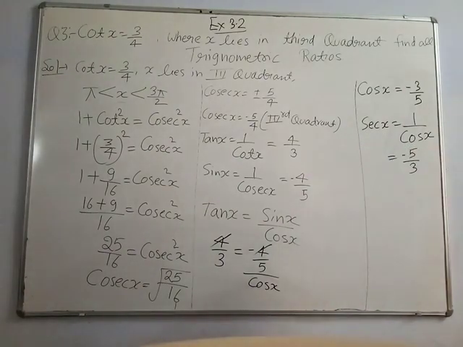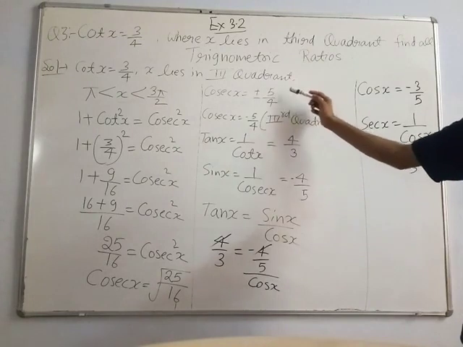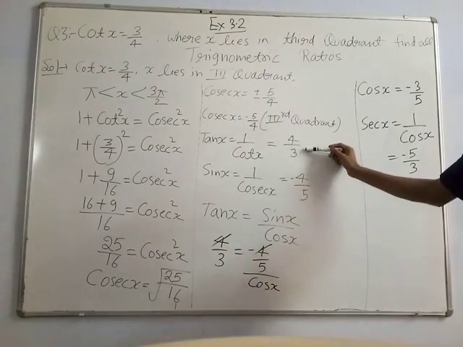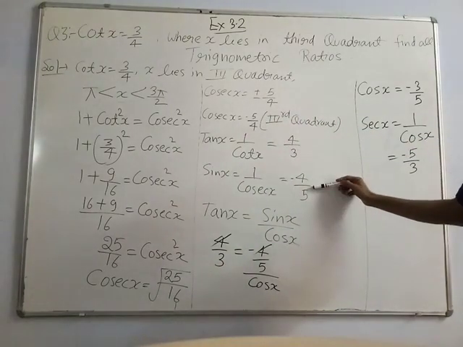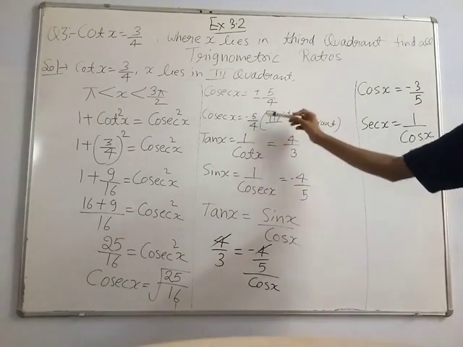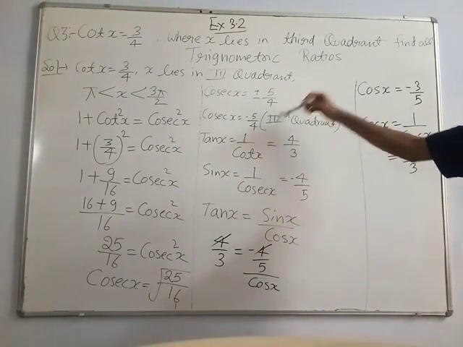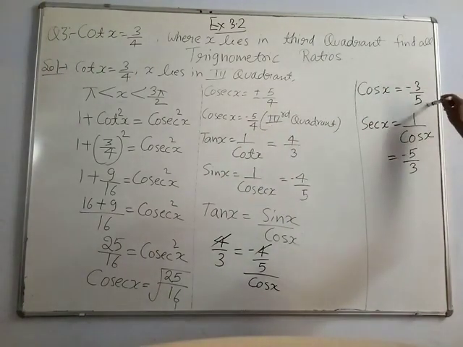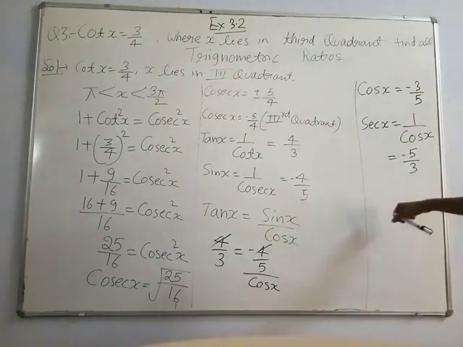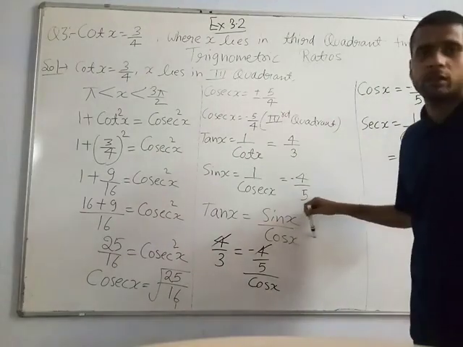So the value of cot x is 3 upon 4, tan x is 4 upon 3, sin x is minus 4 upon 5, cosec is minus 5 upon 4, cos is minus 3 upon 5, and sec is minus 5 upon 3. Okay.